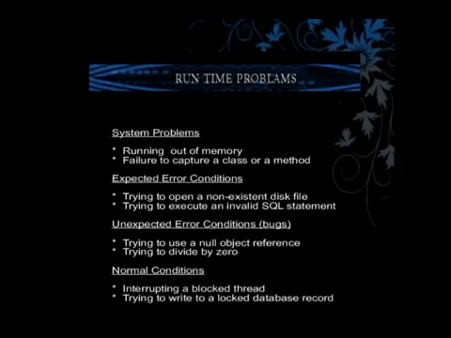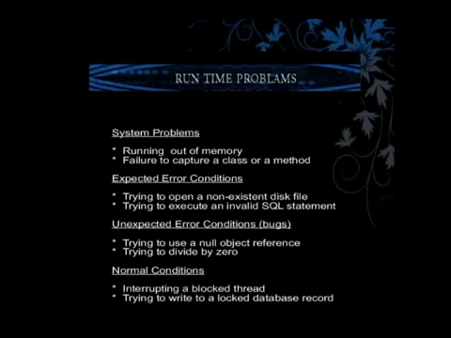Runtime problems. Runtime problems have various causes: system problems, expected error conditions, unexpected error conditions or bugs, and normal conditions. System problems may cause running out of memory, or failure to find a class or a method.